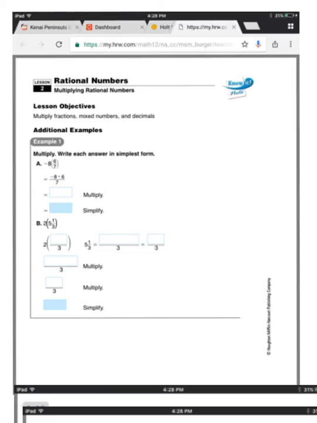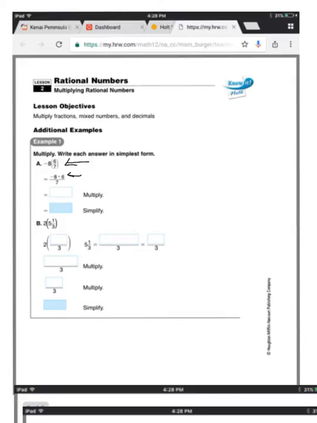Today we are learning how to multiply fractions, mixed numbers, and decimals. The first thing we're going to look at is multiplying a whole number by a fraction. Remember, parentheses mean to multiply. So here we have negative 8 times 6/7. In this section, you see the negative 8 times 6/7.